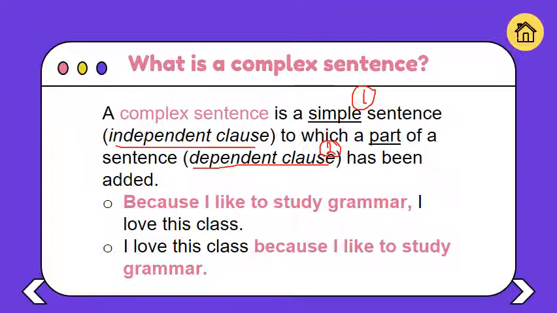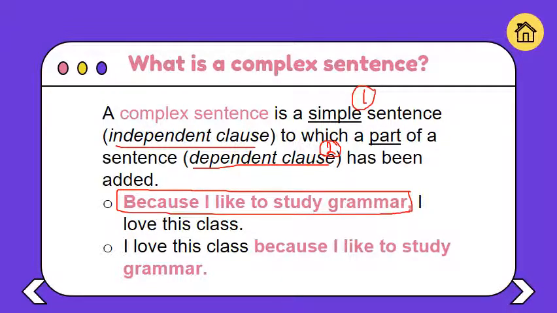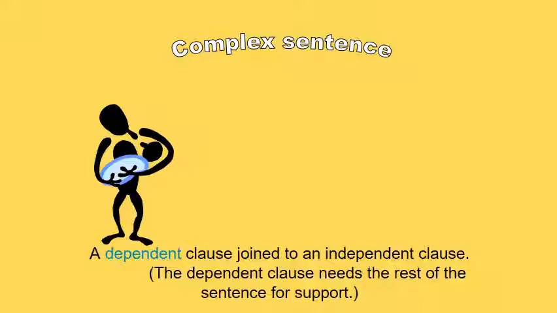Because I like to study grammar, this is called a dependent clause. I love this class, this is called an independent clause. Or you can write it in another way, you can switch both clauses: I love this class because I like to study grammar. Okay, so the complex sentence is made up of a dependent clause and an independent clause joined together.